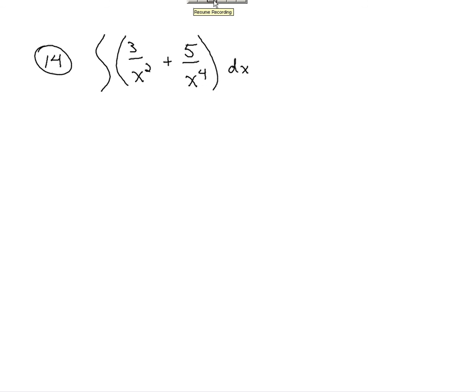All right, so another example here where we got to simplify the function a little bit before we take the antiderivative. In simplifying the function here, it'd be pretty easy just to take this x to the second, bump it up, this x to the fourth, bump it up, and make those negative exponents. So integral symbol stays because we're still going to have to take the antiderivative. Bumping up those terms, we've got 3x to the negative second plus 5x to the negative fourth, all of that dx.